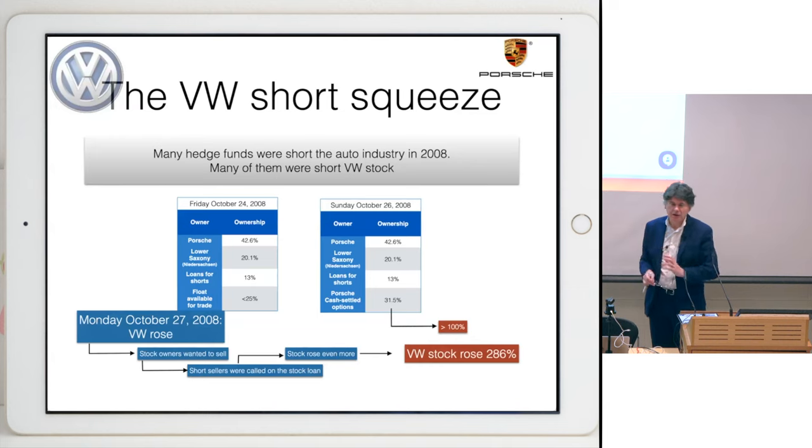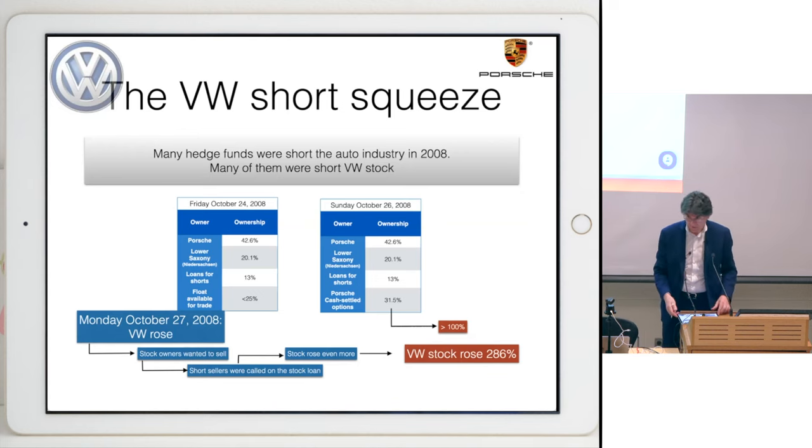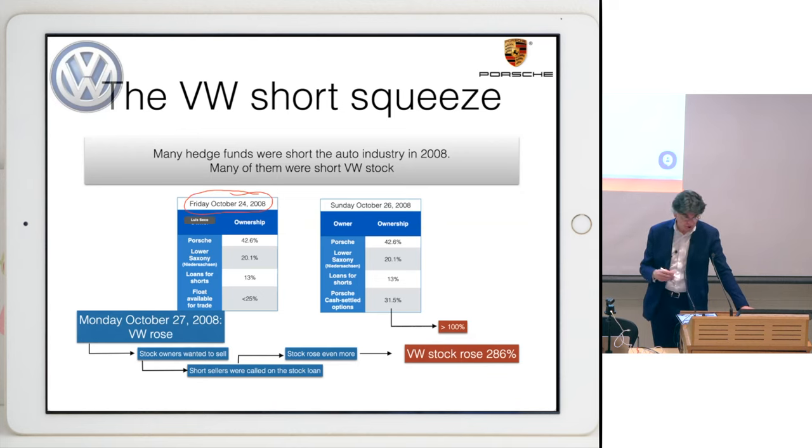Anyway, back in 2008, car companies were just shorted by everybody, and so was Volkswagen. So let's look at the position that Volkswagen had on the market on Friday, October 24th, 2008. At the close that week, Porsche owned 42% of the company, a minority shareholder. The state owned 20%.